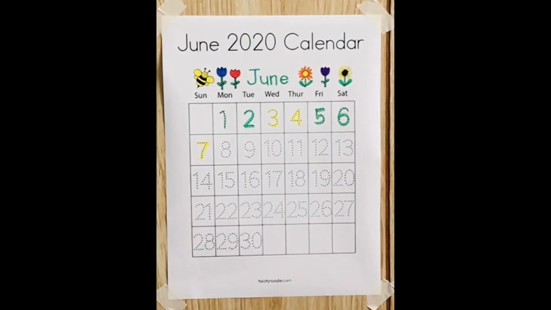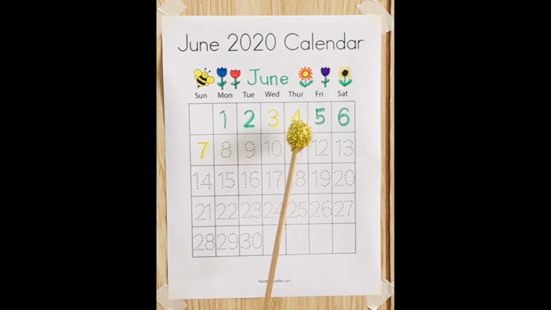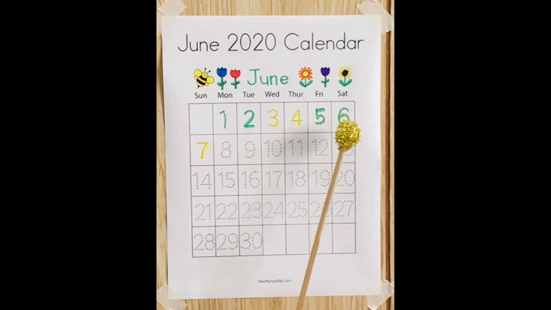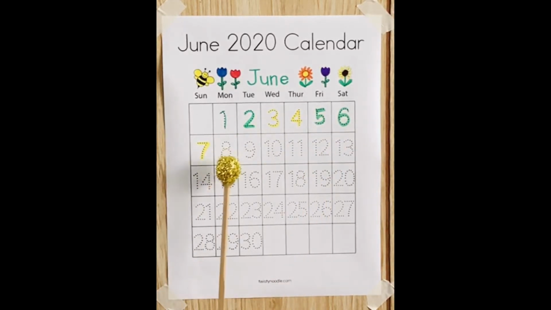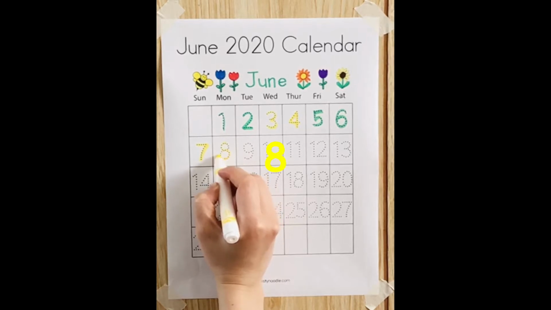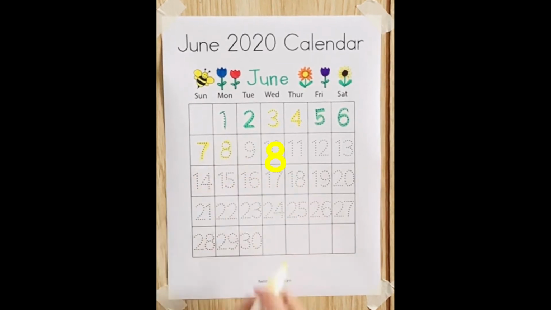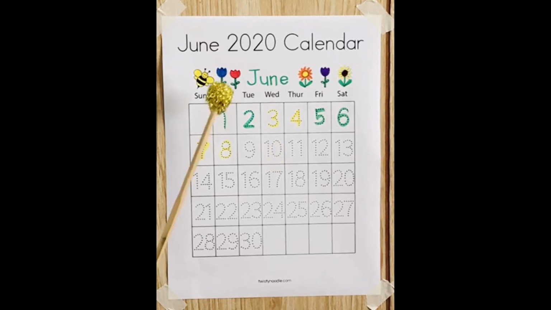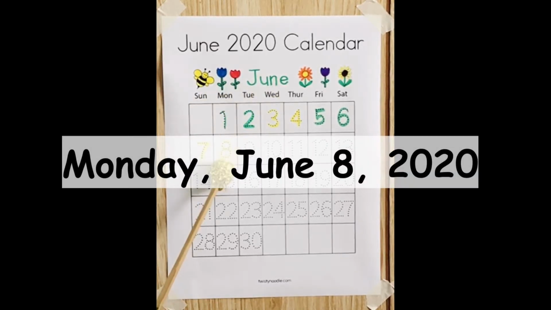So let's figure out what comes next by reading the colors together. Green, green, yellow, yellow, green, green, yellow, yellow. So let's take our yellow marker and write the number 8. I like to write my 8 by starting at the top, making an S, then a backwards S. Or write 2 circles, one on top of the other. So today's Monday, June 8th, 2020.